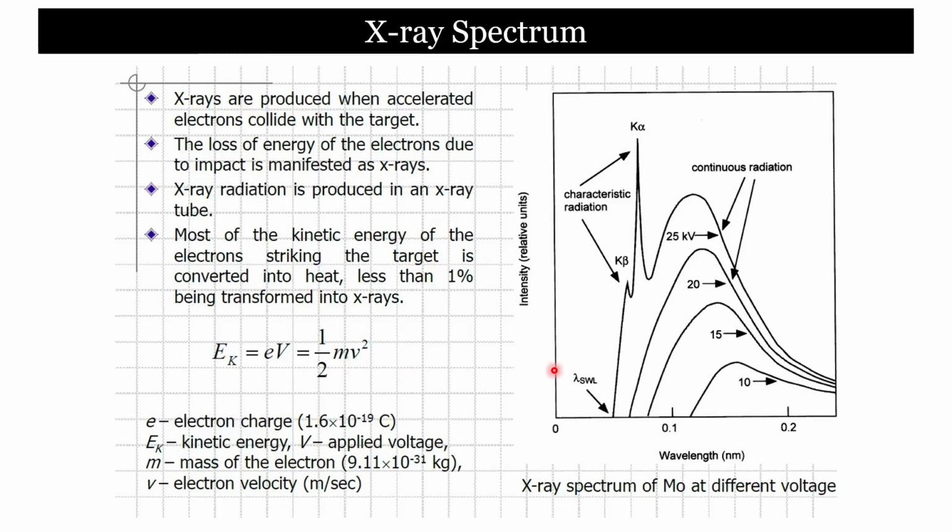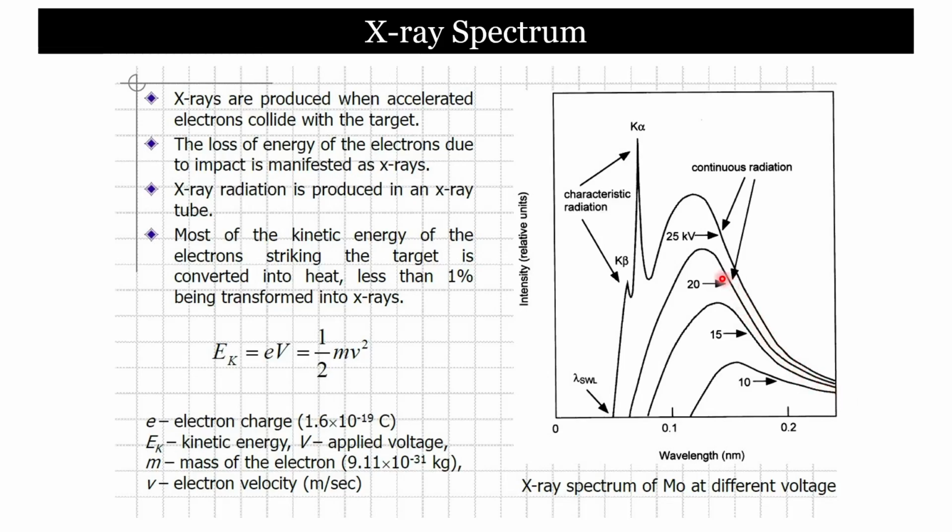So basically from this graph you can see that as you increase the energy of your incoming electrons from 10 kV to 15 kV to 20 kV, initially you are getting only a continuous spectrum. I'll discuss this continuous and characteristic radiation in the later slides. Continuous radiation is generated due to loss of energy when the electrons strike the target specimen. As a result there is a degradation in the energy of the outgoing X-rays, and so you get this continuous radiation spectrum.